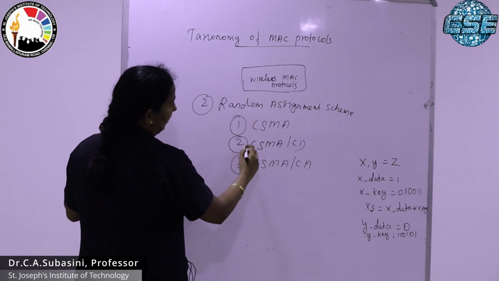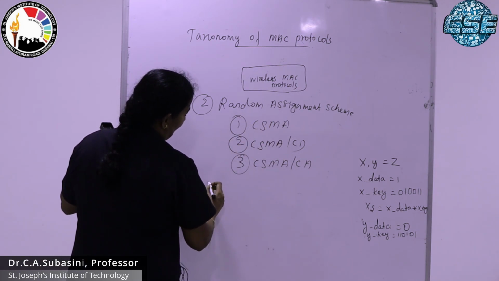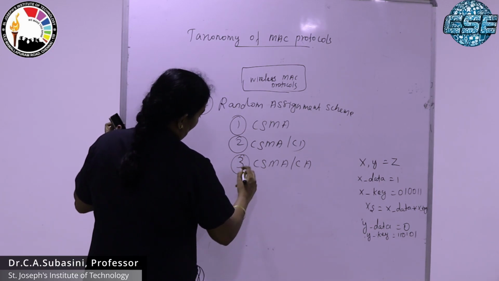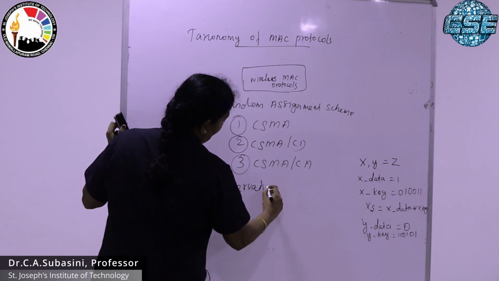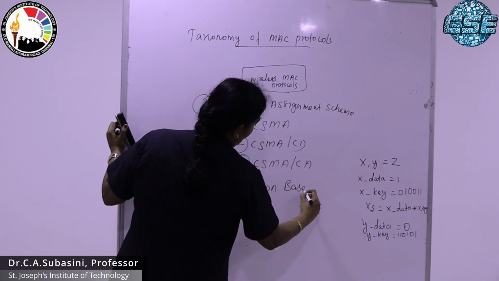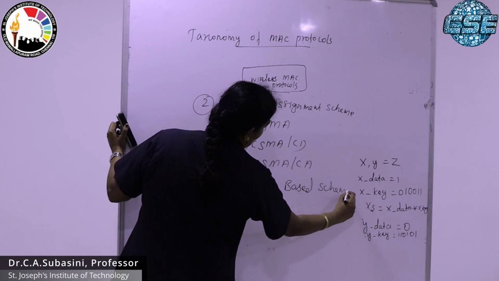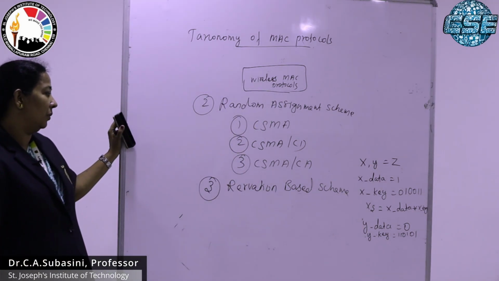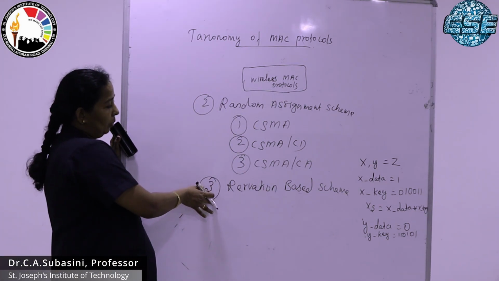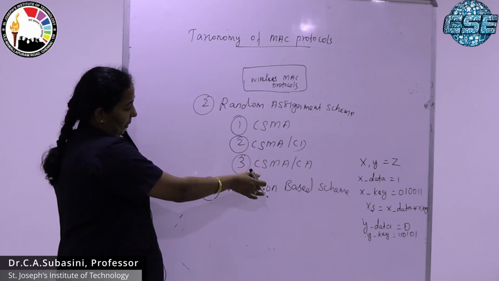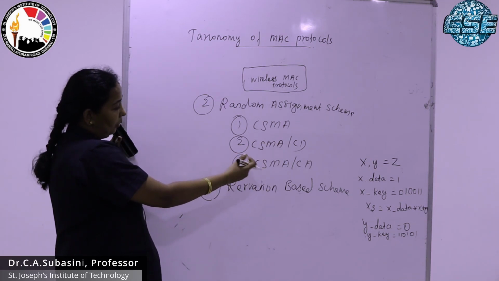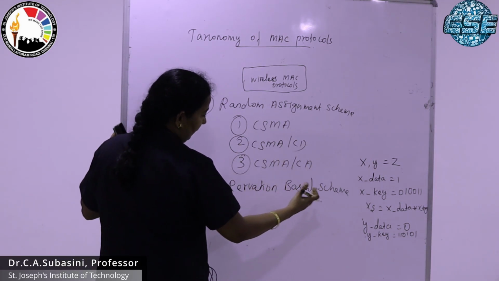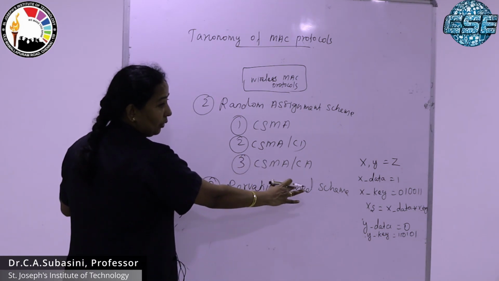So in this random assignment scheme, these three parts are there, and finally we are using the reservation based scheme. So in this reservation based scheme, first all the channel will be reserved. After completing this, suppose any communication arises, only after that will it send the data. For example, when any channel is busy, only at that time it sends the data.